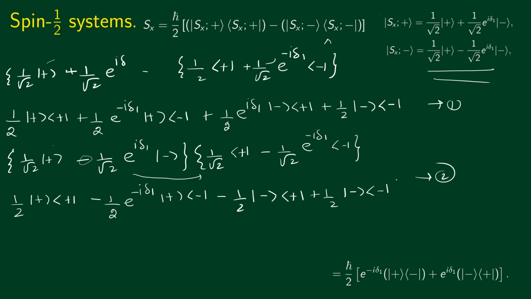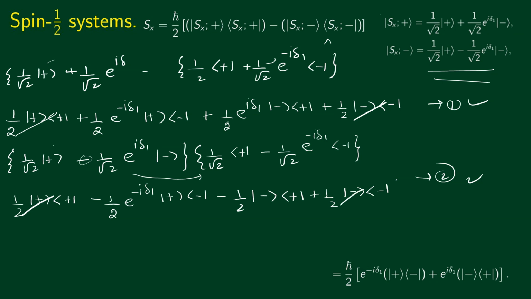Okay. Now in order to find this result, we need to find 1 minus 2. The first term is written here. The second term is written here. So we have to subtract these terms. What happens when we subtract? There's this half ket plus bra plus here. There's a half ket plus bra plus here. So when you subtract, these two terms cancel. Let's see if there is any other term that cancels. There's a half ket minus bra minus here. There's a half ket minus bra minus here. Same term. So when you subtract, they also vanish.